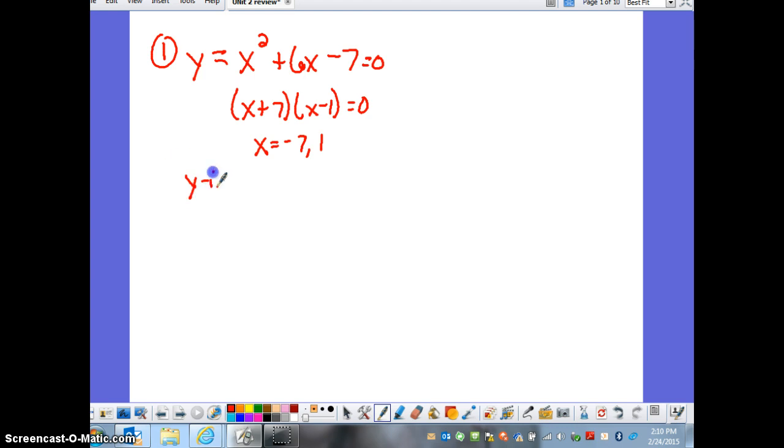The y-intercept, you plug in 0 for your x. When I plug in 0, I get 0 plus 0 minus 7, so that's just (0, -7). There's really always just that last number.